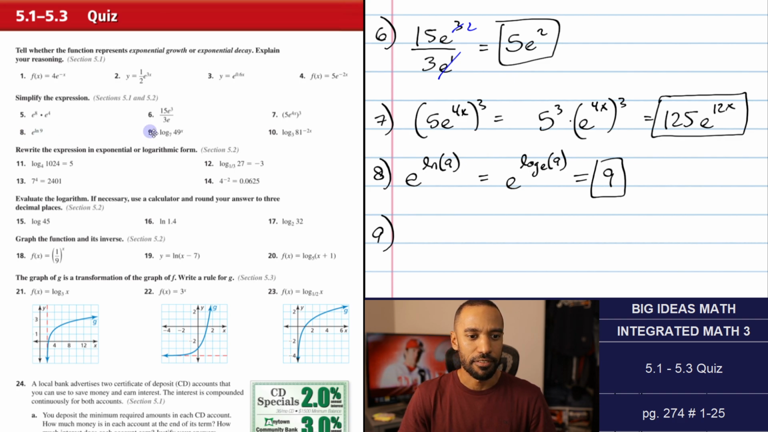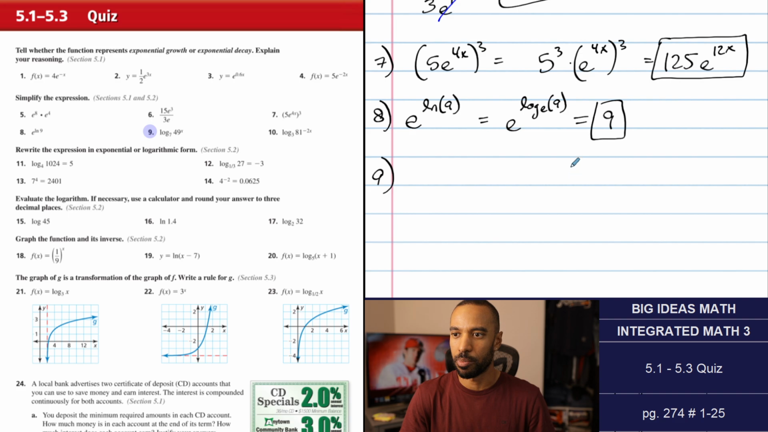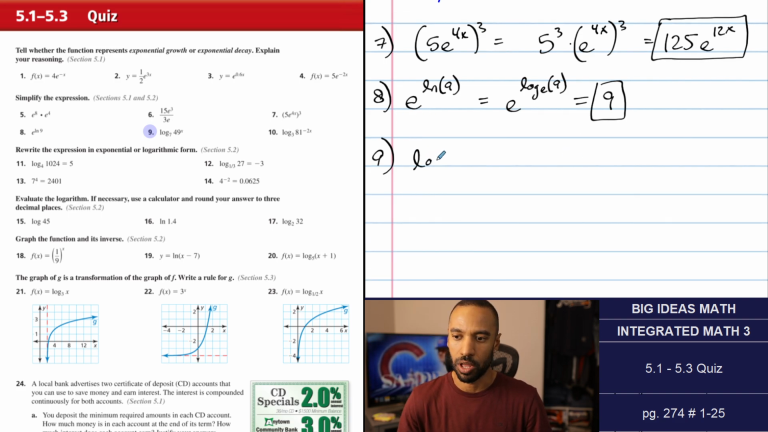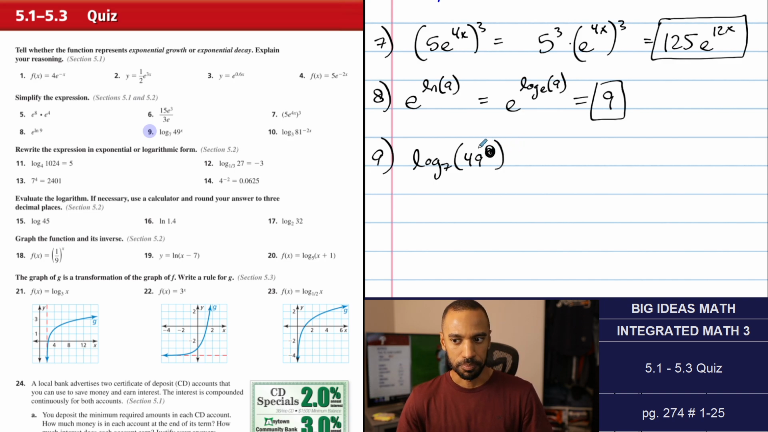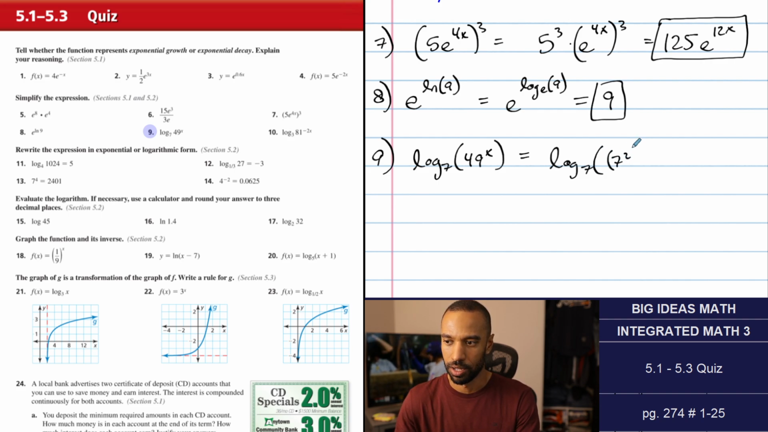Number 9, log base 7 of 49 to the x power. Now, you might notice that I put parentheses around whatever I'm taking the log of, because log is a function. We're taking the log of 49 to the x power, given base of 7, and x is inside that logarithm as well. Now, wrapping parentheses around that, imagine the x wasn't there. Just log base 7 of 49. 7 to what power gives you 49 is the question. Well, that answers 2. However, let's just turn 49 into 7 squared to get a better idea of where the x goes with this. This is 7 squared to the x power.